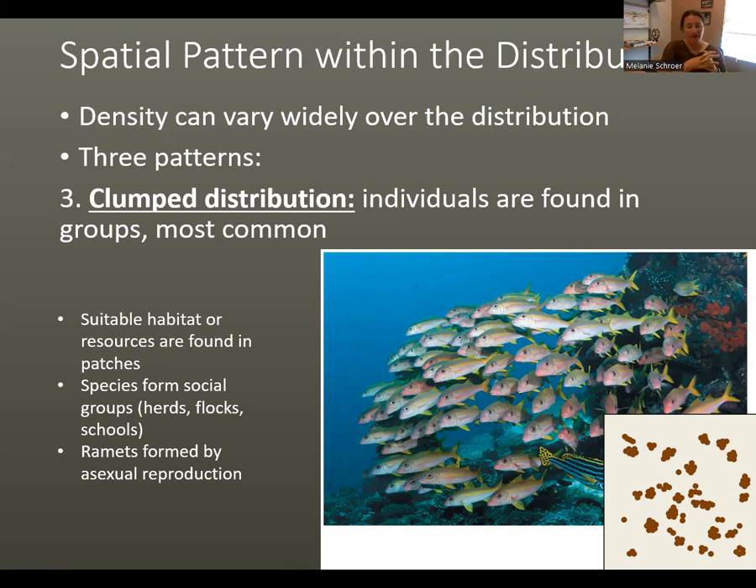organisms will clump together in the most suitable habitat, right? And that suitable habitat is not equally distributed. It is kind of patchy, right? This spot is great, that spot is not, and so everybody clumps together. Okay? Again, species from social groups like schools, like herds and flocks. And of course, if the organism reproduces asexually via budding, or stolons or whatever, the ramets themselves, right, are kind of clumped together.